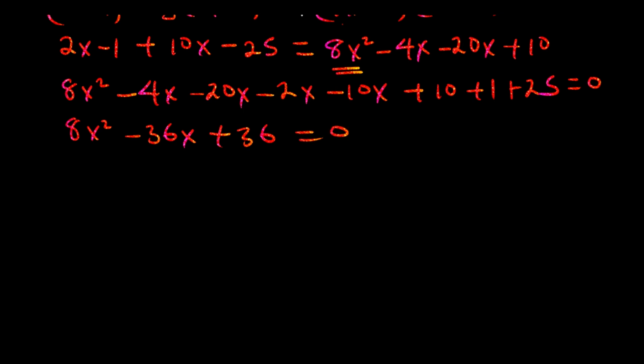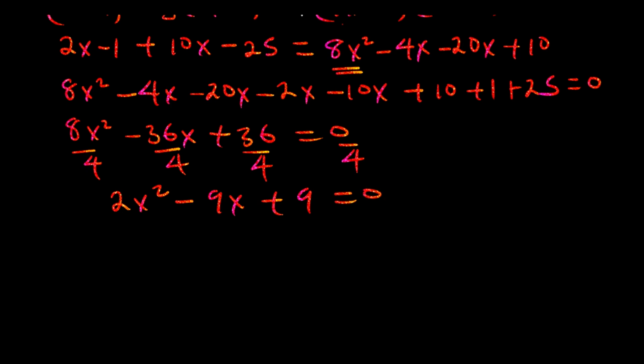So we can simplify this by dividing through by 4 to make it simpler. We divide that by 4, by 4, by 4, and by 4, so that we have 2x squared minus 9x plus 9 equals 0. So now we have the standard form of our quadratic equation. We can now apply factorization method to solve this.